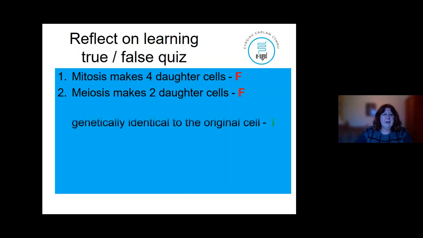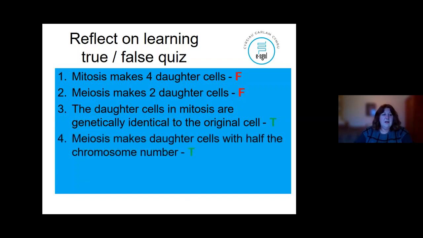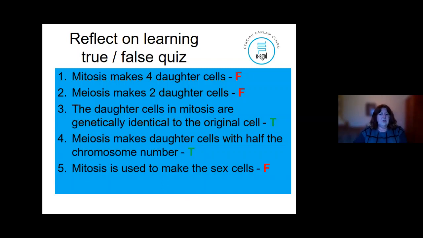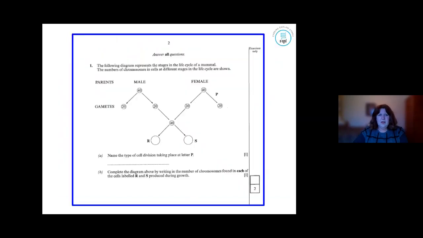Well done. Number 3, the daughter cells, that is certainly true. They are genetically identical in mitosis. So well done, Diane, with that one. Number 4, meiosis makes daughter cells with half the number. Absolutely true. So that on fertilization, you can restore the chromosome number. And then the last one, that's false. Mitosis doesn't make the sex cells. That's good old meiosis, as we know. So let's put that information into practice with some past paper questions.